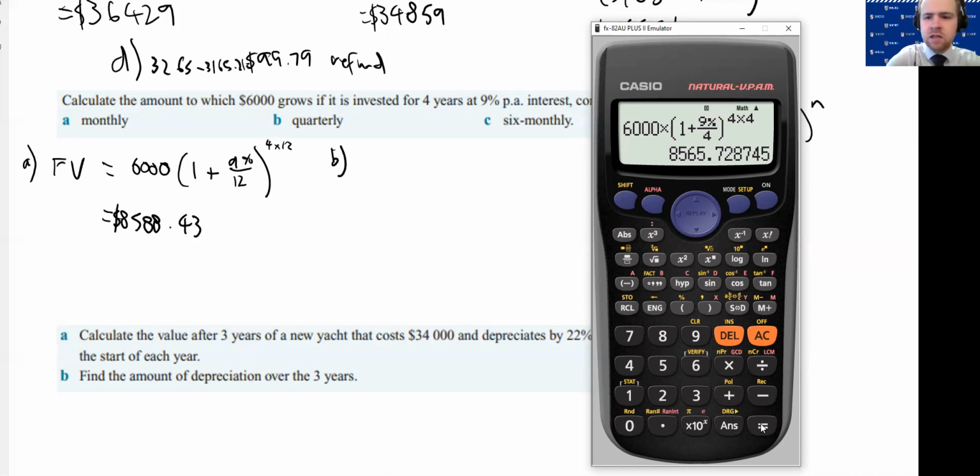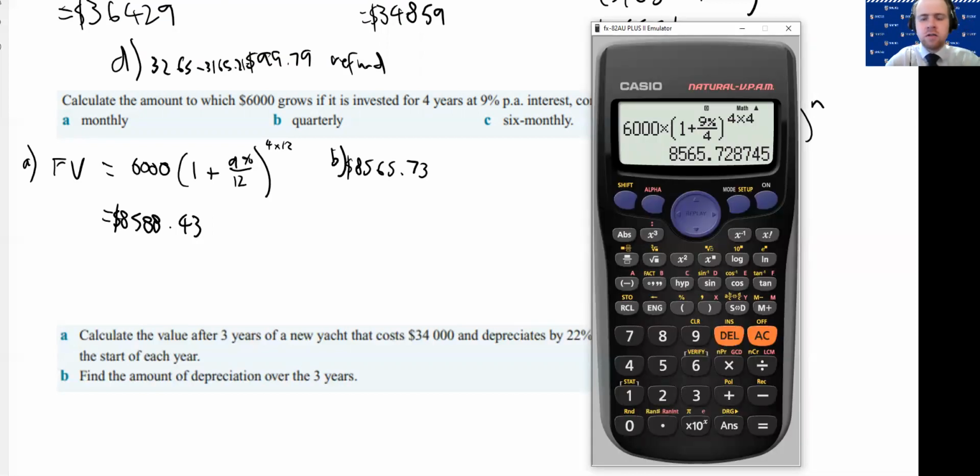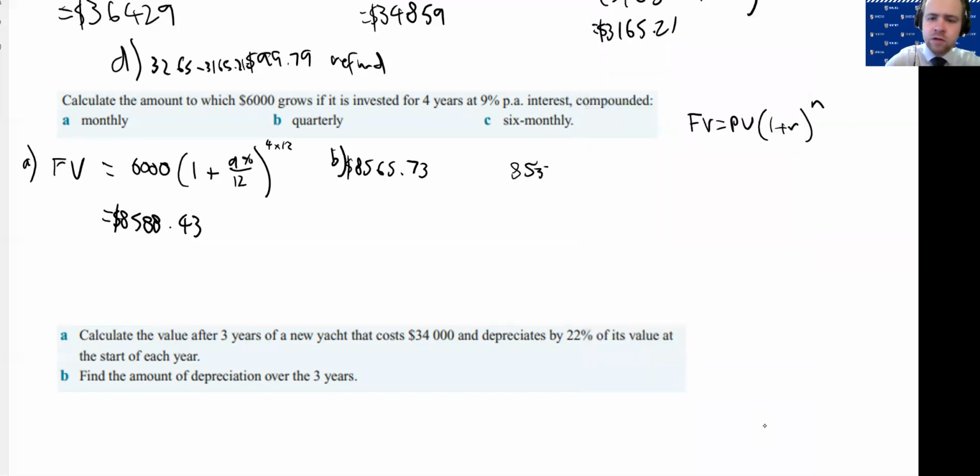856573 is our quarterly rate. Okay, we just changed the 12s to 4s. And you can see it's slightly less than the monthly rate. So the more often you apply your interest, the more quickly it will grow. Let's change the 4s to 2s for 6 monthly, because there's 2 of those every year. And then we get 8532.60.